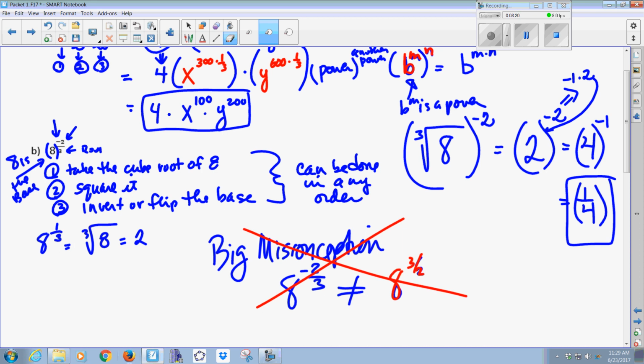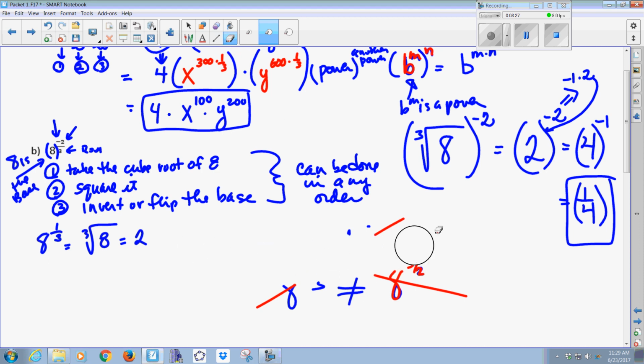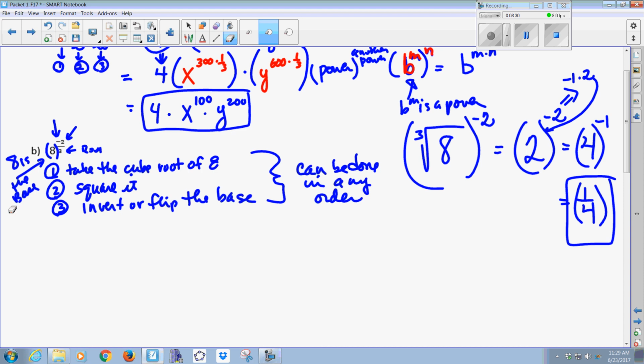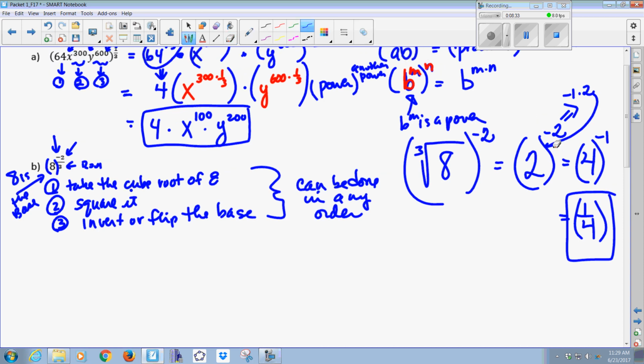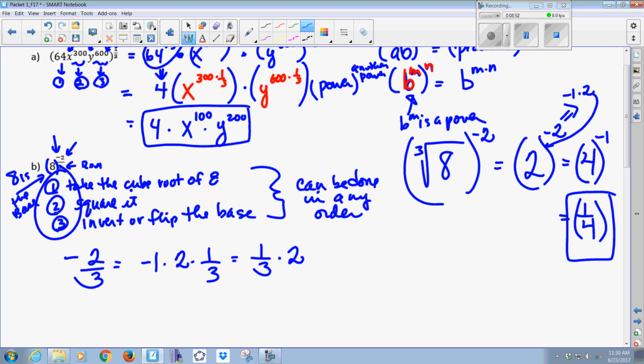Okay? So for those of you who like to see where these properties come from, I wanted to show you why it doesn't matter which of these 3 steps you do at any one point. Because you can write the fraction negative 2/3 like this, negative 1 times 2 times 1/3. Now if we follow these 3 steps, we're doing the cubed root first, the squaring second, and then we're inverting the base. So this is the order we evaluated 8 to the negative 2/3 with.